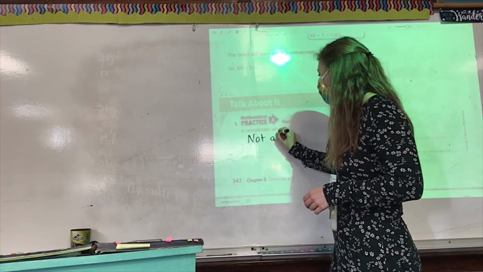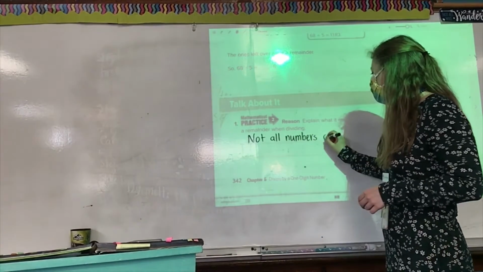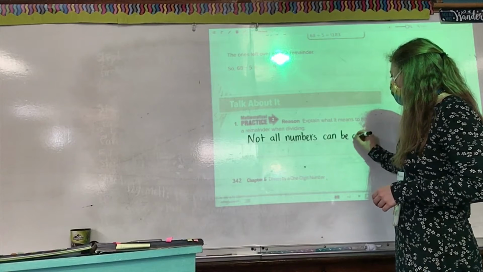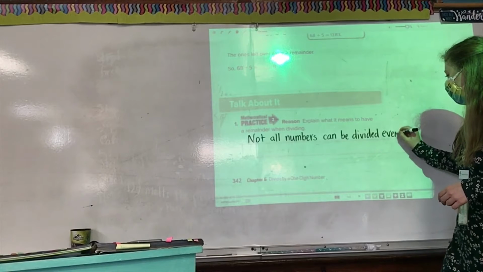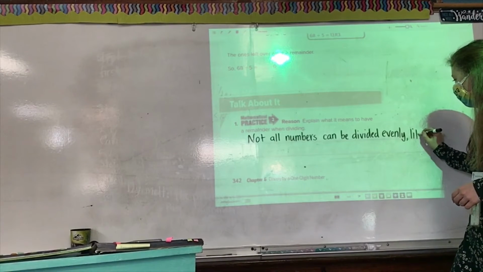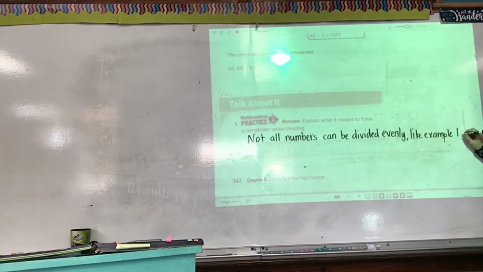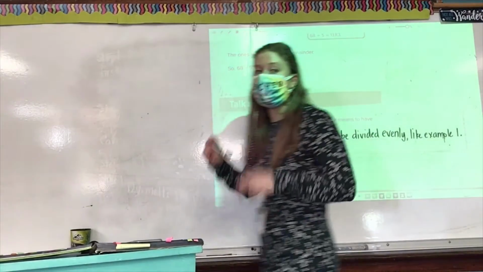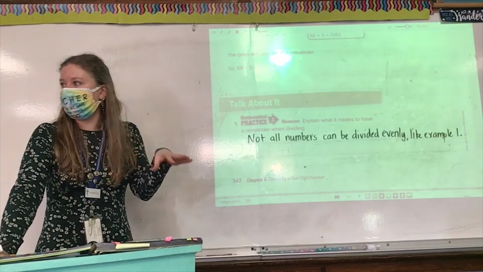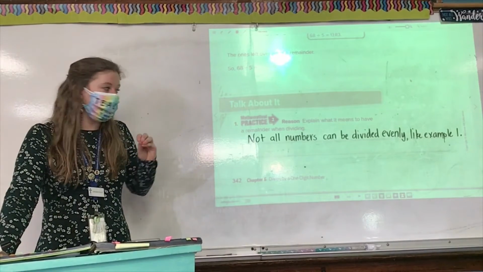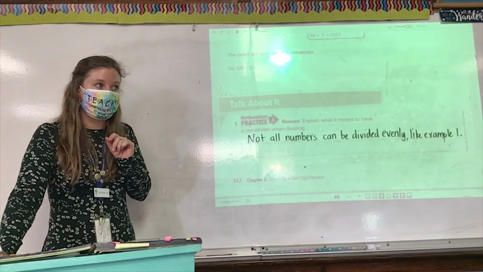Not all numbers can be divided evenly, like example 1. In example 1, the build it, we had 39, we put it into 3 groups, we had nothing left over. It was able to be divided evenly, but not all numbers can be divided evenly.